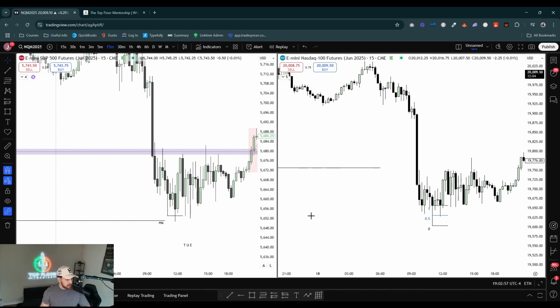But ICT likes to call it rejection block. So it's tapping the 0.5 of this, it's sweeping this low over here. So this low, in theory, should be protected because of the SMT and because of the rejection block. The midpoint is a sensitive area of this rejection block, so we should get some sort of reaction.